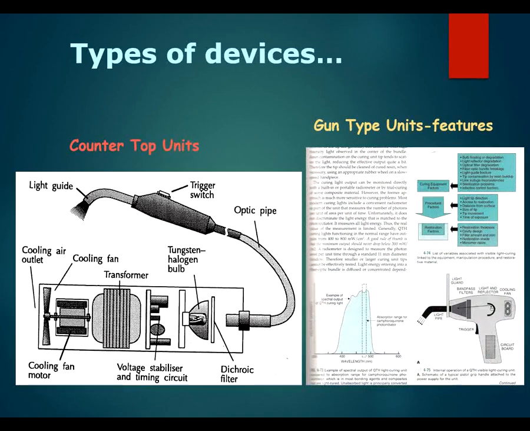In the picture you can see the different parts of a curing device. There is a light guide, trigger switch, optic pipe, tungsten halogen bulb, transformer, cooling system, cooling air outlet, cooling fan motor, voltage stabilizer and timing circuit.